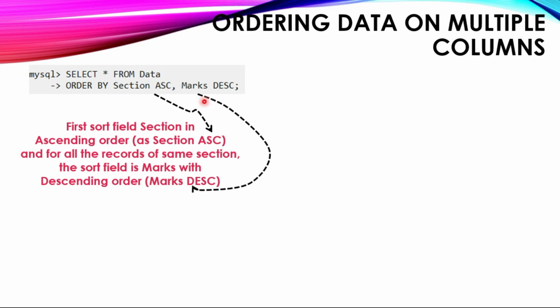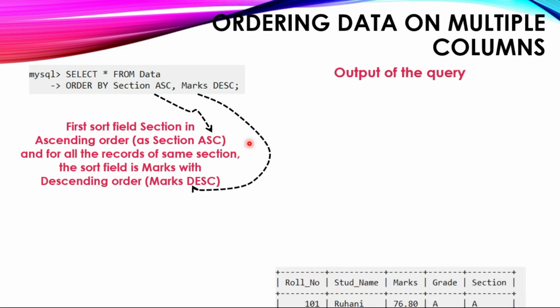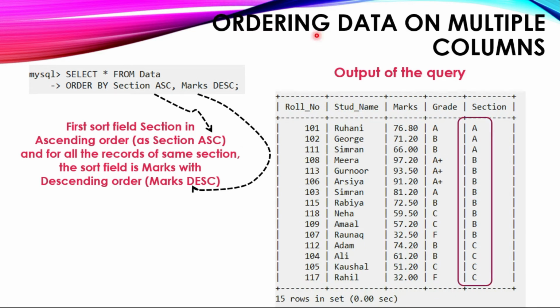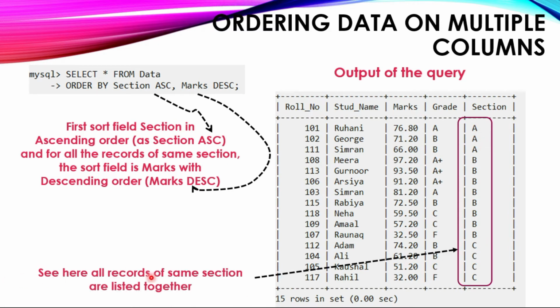Here you can see the query. Output of the query will be, you can see here, this is my section. Now my data of this section is sorted in ascending. See here, all the records of the same sections are listed together, that is A, B and C.